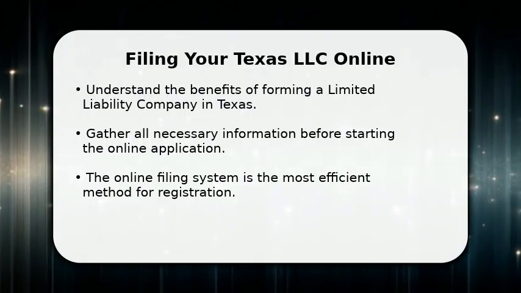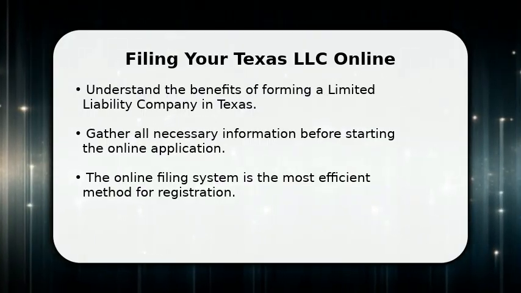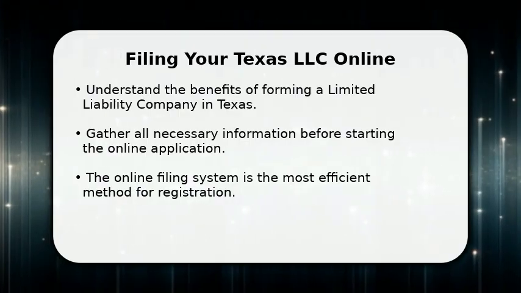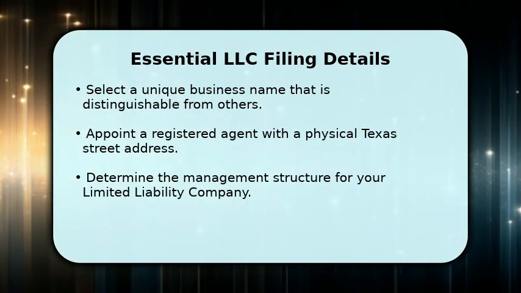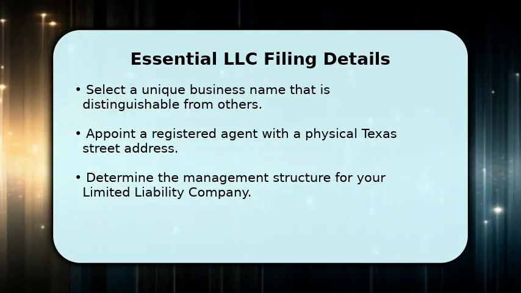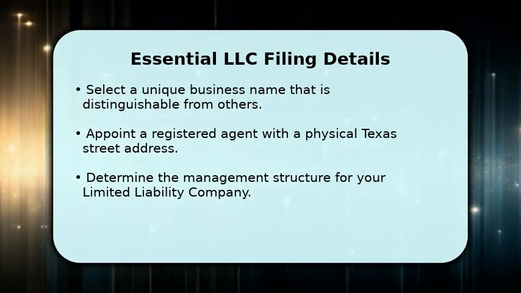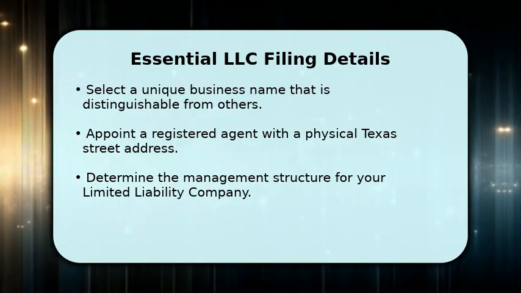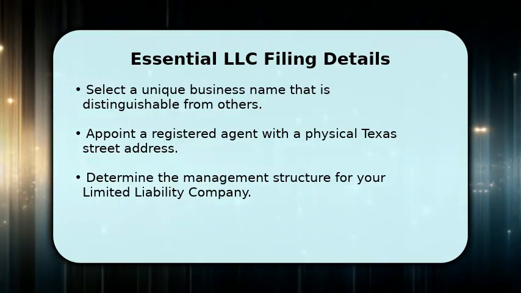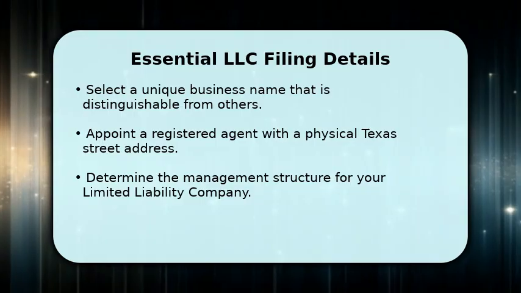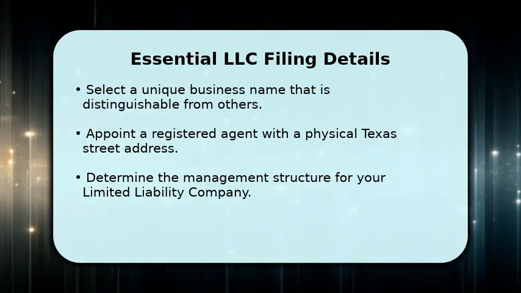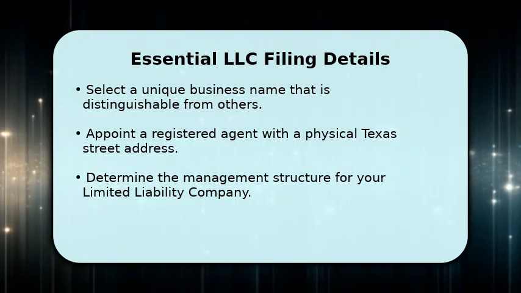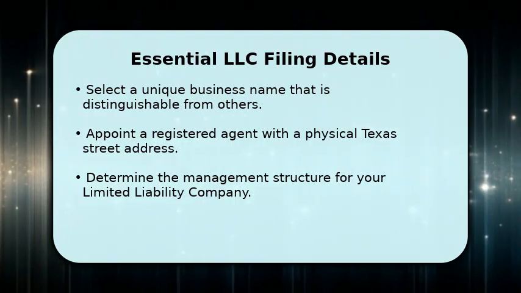Having all your details ready beforehand will streamline the entire process, which typically takes about 10 to 15 minutes to complete online. Before you begin, confirm your chosen business name is available through the Texas Secretary of State's website. Next, you must appoint a registered agent. This can be an individual or a business entity authorized to transact business in Texas. This agent's address will be the official point of contact for your LLC.